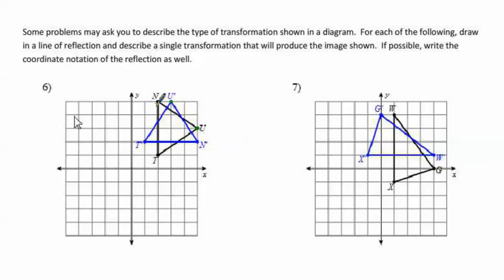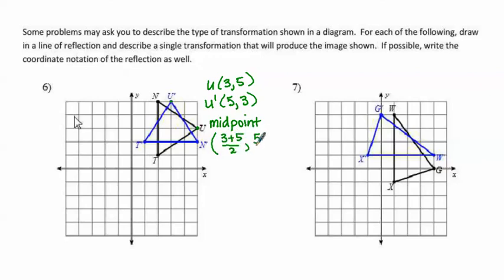So if I'm looking at U and U prime, U is at the point 3, 5. U prime is at the point 5, 3. If I want to do the midpoint, remember a midpoint is an average. So I'd average the x's, 3 plus 5 over 2, and average the y's, 5 plus 3 over 2. In that case, for U and U prime, the midpoint becomes 4, 4. Okay, so that's a point on the line of reflection.